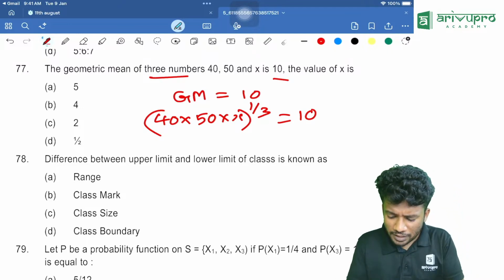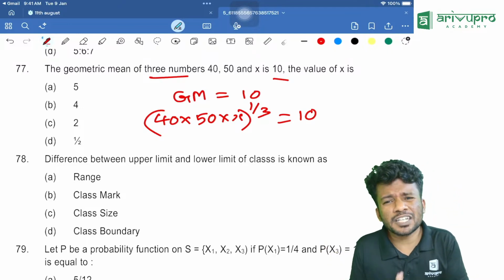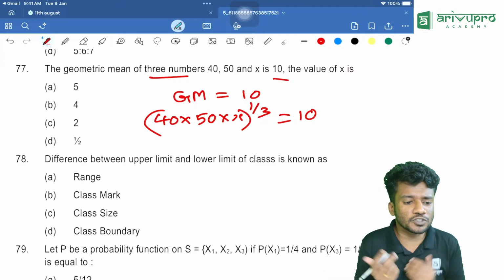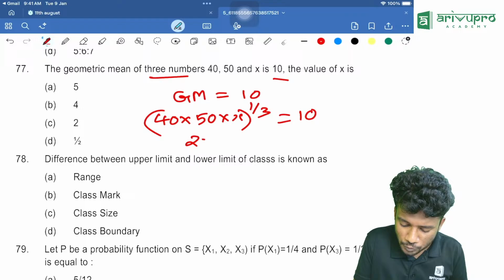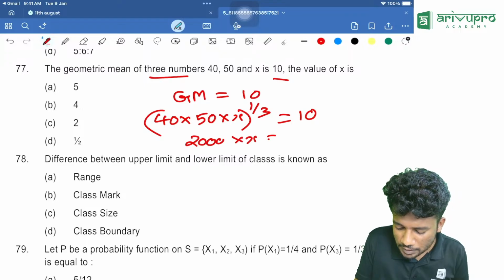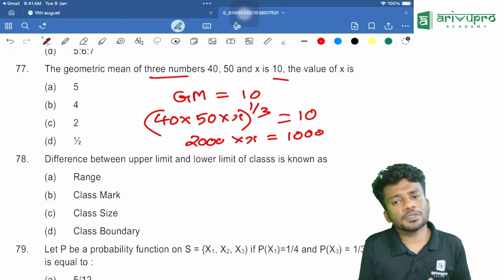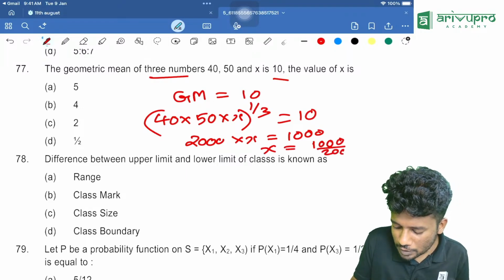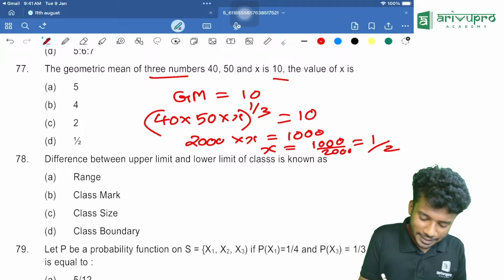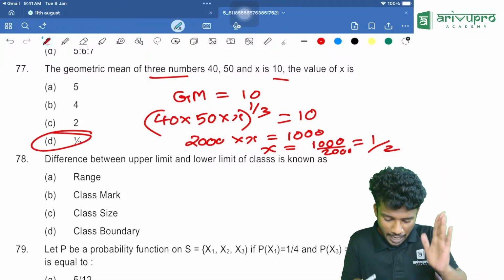Okay. Now we will remove the cube root. How to do that? Cube both sides. Then 40 into 50 will become 2000. 2000 into x is equal to 10 cube, which is 1000. Then x is equal to 1000 divided by 2000. That is nothing but 1 by 2. Option D is your answer.